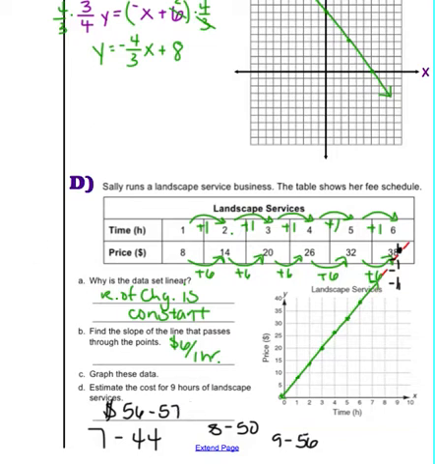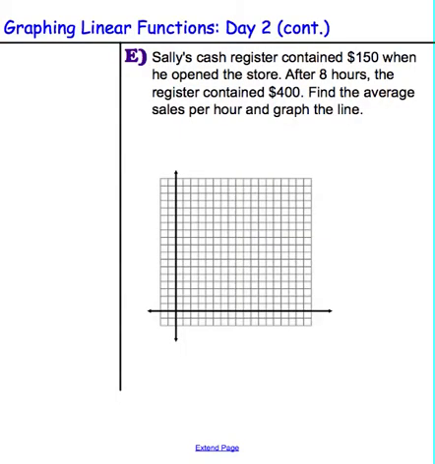Alright, so next, I want to take a look at one more example. We have Sally. Her cash register contained $150 when she opened the store, and after 8 hours, the cash register contained $400. We want to find the average sales per hour and graph the line. So we have, remember, the change, which the triangle means: change in f of x over the change in x.